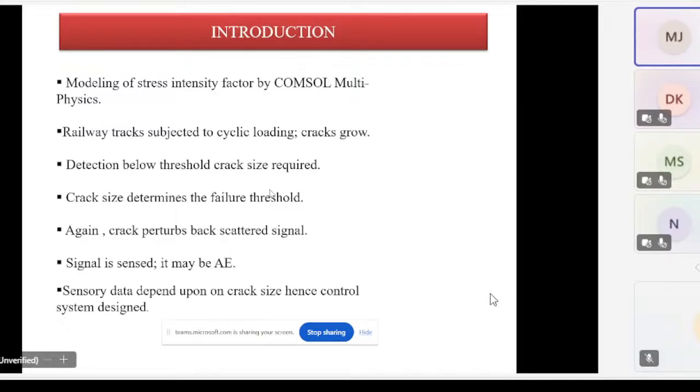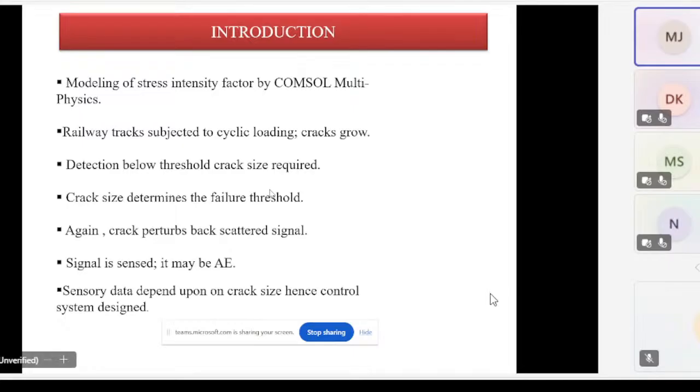So this is a philosophy, and I will be moving a little faster now. Whenever any particular component fails, it's not very important for us to know how many cracks are there in my design component. It's important how many cracks are there whose sizes are above a threshold size. So what is that threshold size?